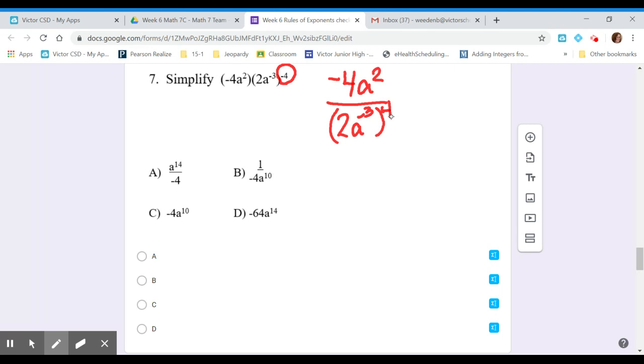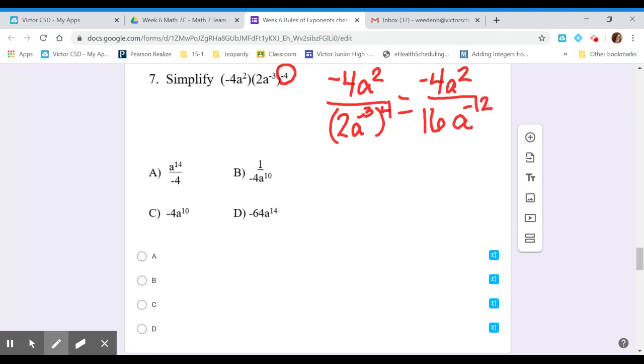The next thing we'll do in our denominator is we'll raise everything in the parentheses to the 4th power. So again, we're just going to keep our numerator. 2 to the 4th power is 16. And then a to the negative 3 raised to the 4th power, we multiply. That gives us a to the negative 12.